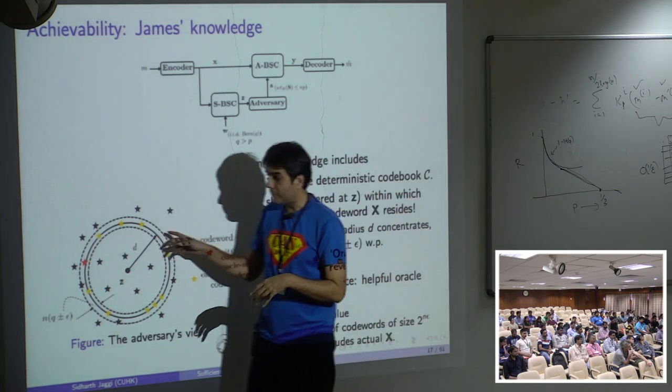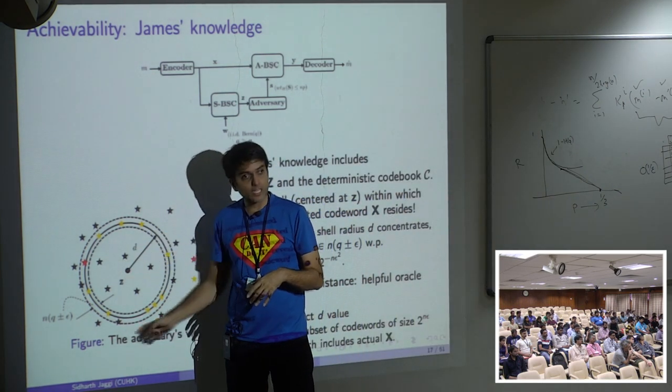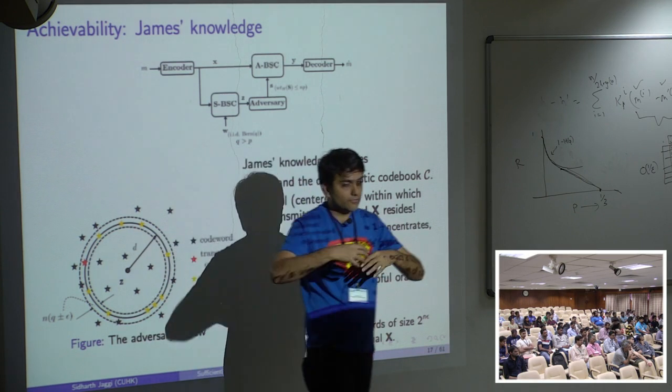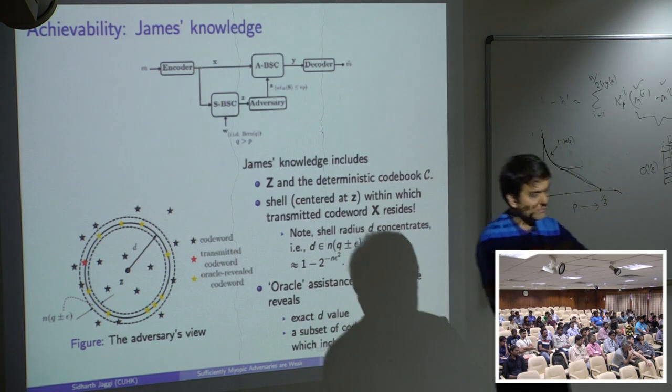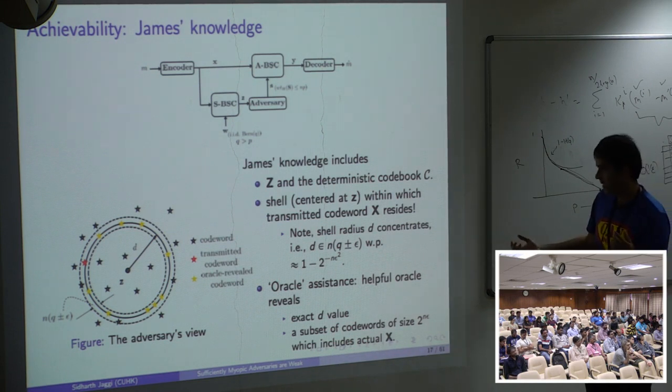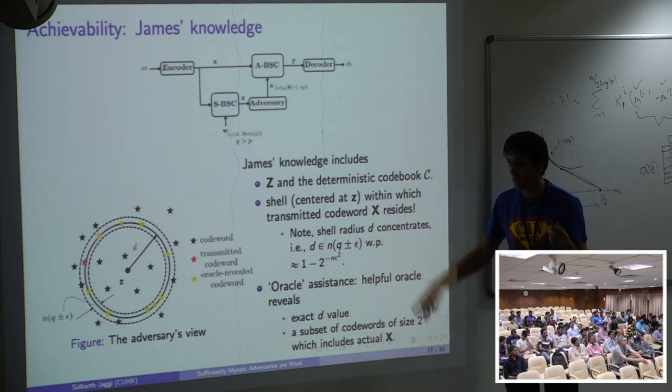But we'll even do something maybe surprising. We'll say, okay, there are potentially exponentially many code words over here. We'll actually do that calculation. But we'll reveal to James that the truly transmitted code word is within a set of size at most 2 to the n epsilon within this.